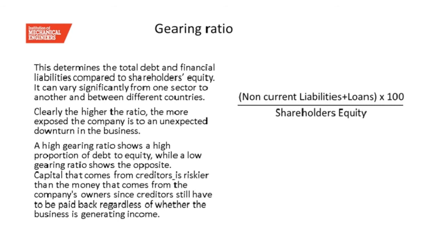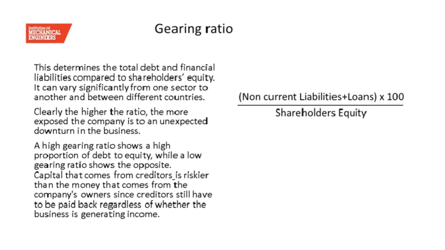Capital that comes from creditors is riskier than money that comes from company owners, since, as I've already mentioned, creditors still have to be paid back regardless of whether the business is generating income. Many family businesses that are successful are largely or entirely financed from their own funds. But remember that generally the cost of servicing debt is lower than the cost of equity, i.e. the cost of paying dividends. Hence, for instance, venture capital companies have very high gearing ratios.